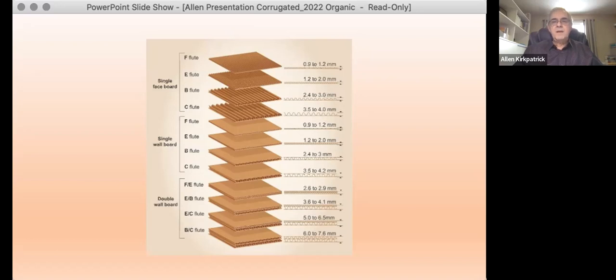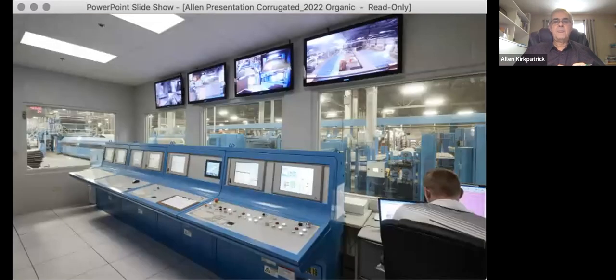Now the corrugators run, as you see from a control point of view, with one person in this room, Jamie. One person here and about six people stationed out along the equipment. Very high tech, equipment is typically from Europe. There may be American subsidiaries located. Not very much equipment is actually built here in Canada. It's serviced in Canada. But it's European technology almost all the way.